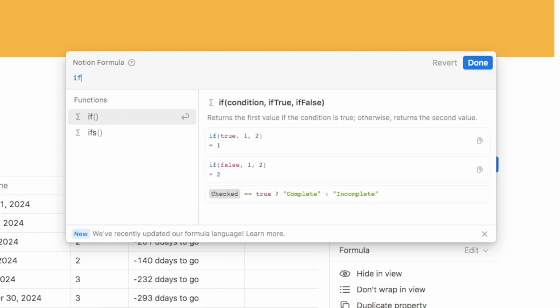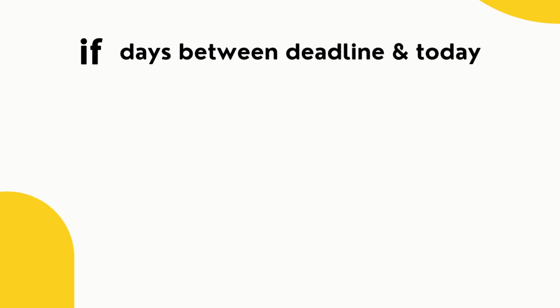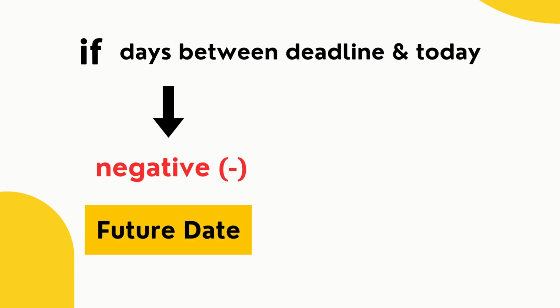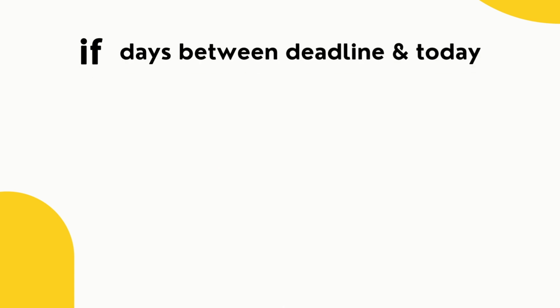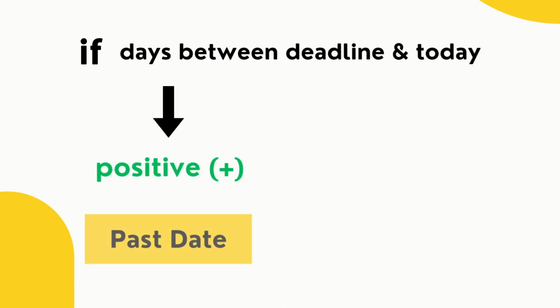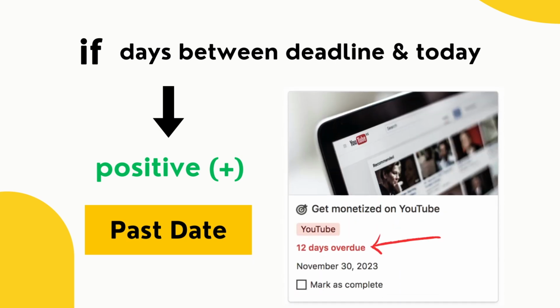So I'm going to type in if, open parentheses, and now we need to state the condition that we want it to check. So this condition is going to be if the days between our deadline and today is either positive or negative. Now, if it is a negative number, then that's going to indicate that it is a deadline in the future. So we want the formula to display something along the lines of 3 days to go. Whereas if the number that is returned is a positive number, that means that it is a past due date. And so we want to display something along the lines of 3 days overdue.